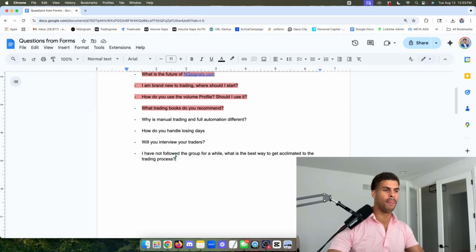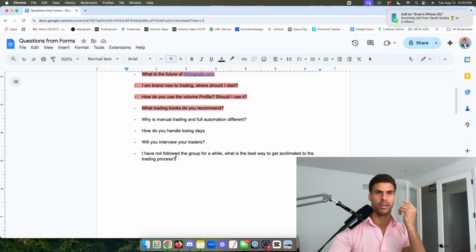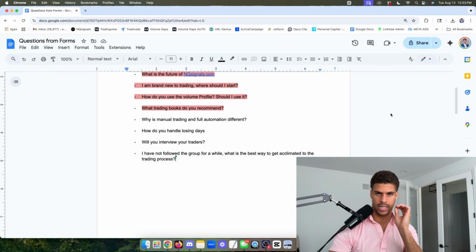So manual trading versus fully automated trading. Manual trading relies a lot on what is going on. It relies a lot on timing. Full automation relies on specific setups.